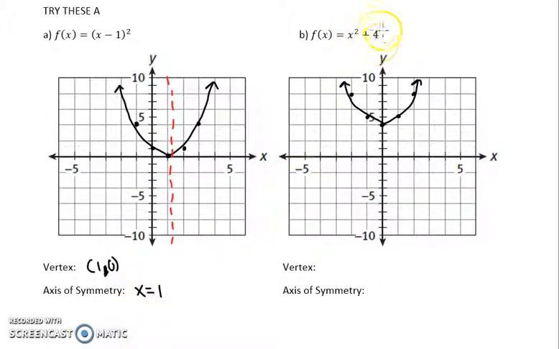On this one, our plus 4 just had us go up 4 spots. So we move everything from our parent function up 4 spots. So the 1, 1 meant go over 1, up 1, over 1, up 1. And then we had 2, 4, which meant go over 2 spots, up 4, over 2 spots, up 4. Our vertex is now at 0, 4. And our axis of symmetry is still going to go through our vertex. So it's going to go through the point, or I'm sorry, not through the point, but it's going to be the line x equals 0.